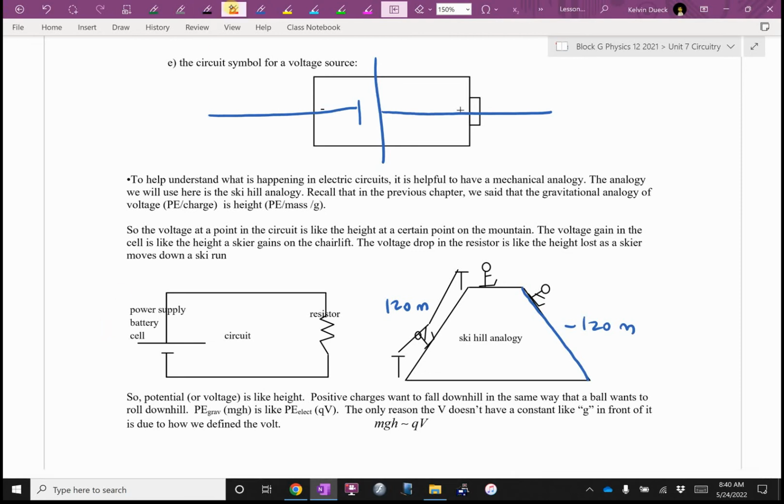Let's suppose, again, just for giggles, this is a 12-volt battery. How many volts must the charges use up? How much energy per coulomb must be bled off going through this resistor if the charges can get back to the bottom of the chairlift? Be blindingly obvious.